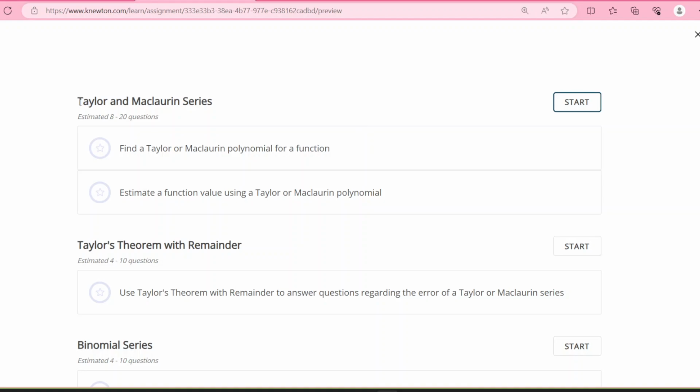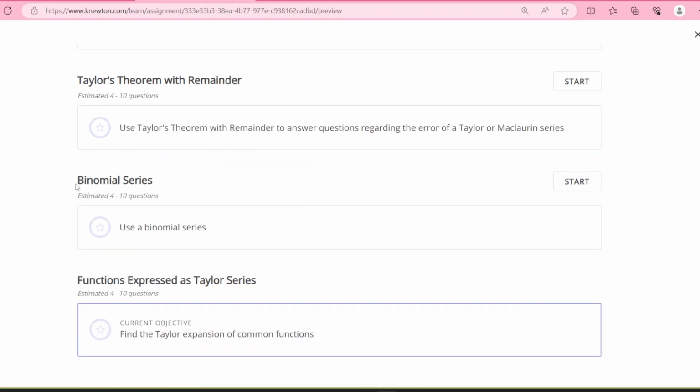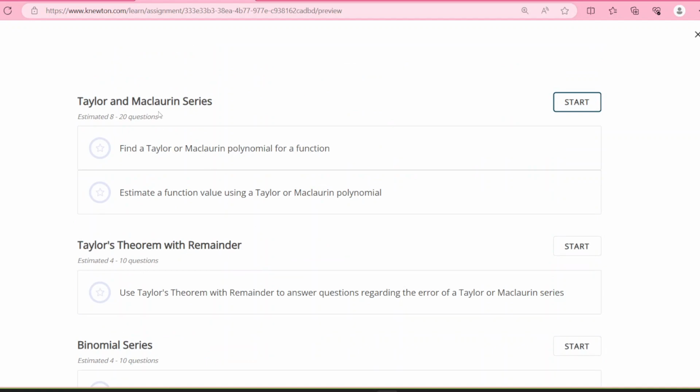Now, I've already made videos for the Taylor and Maclaurin series heading, the Taylor's theorem with remainder heading, and the binomial series heading. So again, this is on functions expressed as Taylor series, the final objective. And the only sub-objective here is find the Taylor expansion of common functions. And of course, it could be Taylor or Maclaurin. Maclaurin series are just Taylor series centered at 0.